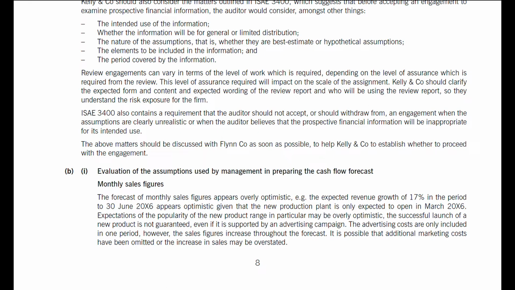The advertising costs are only included in one period. However, the sales figures increase throughout the forecast. It is possible that additional marketing costs have been omitted or the increase in sales may be overstated.